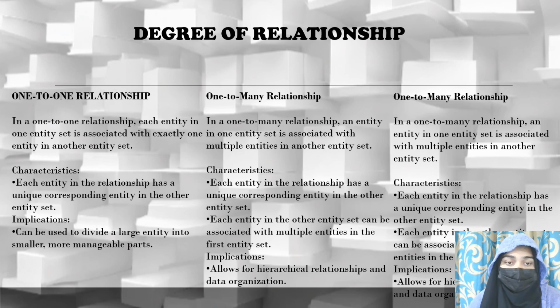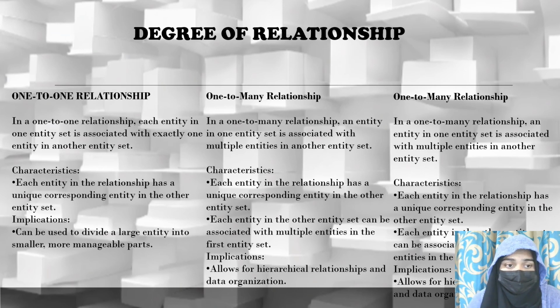Degree of relationship. There are four types of degree in the relationship. Here we have mentioned only three, so I'll tell you about the fourth one. The first is the one-to-one relationship, the second is one-to-many, the third is many-to-one, and the fourth is many-to-many relationship.